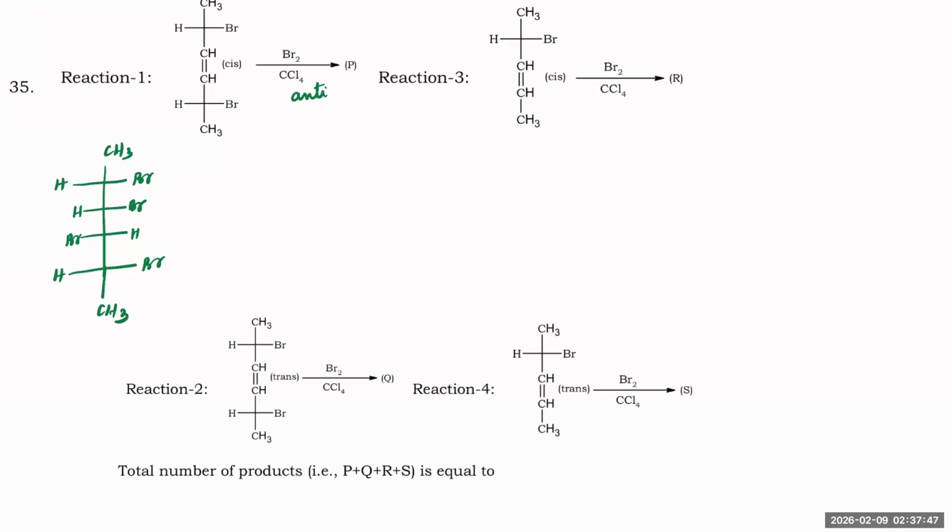Next one. Here you do the same thing. First, we have this way. We have Br here and Br here. And above, we have another chiral center with Br here, CH3 here, H here, correct? And H here, and CH3 here, correct?